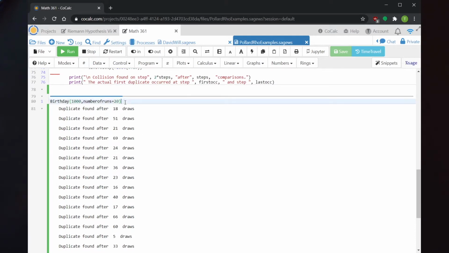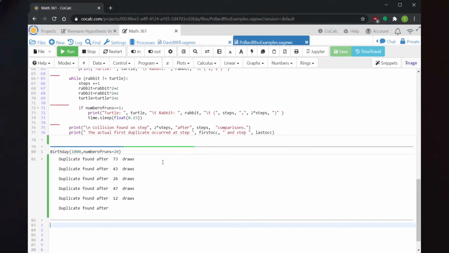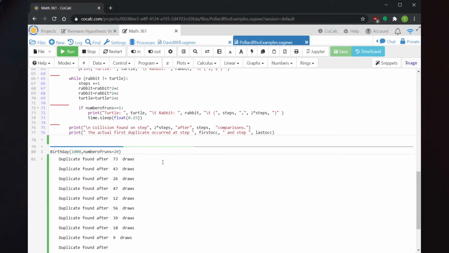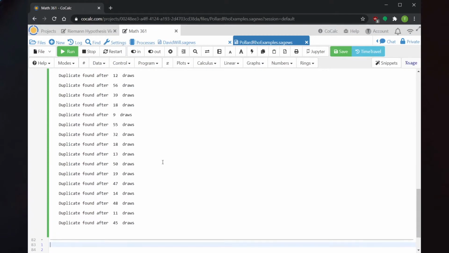We can do another 20, just if you want to see again how this works. And immediately this time, we actually beat our record from before. The first time it actually took 73 draws. And so if you want to play with this some more, you're plenty welcome to do so.